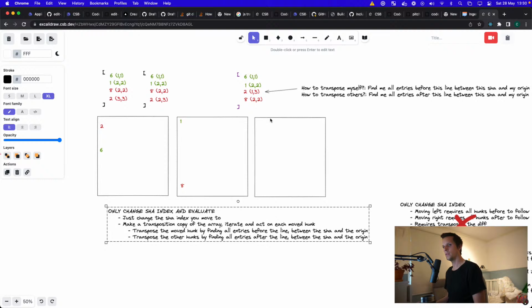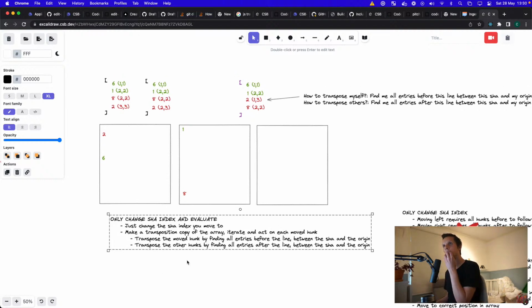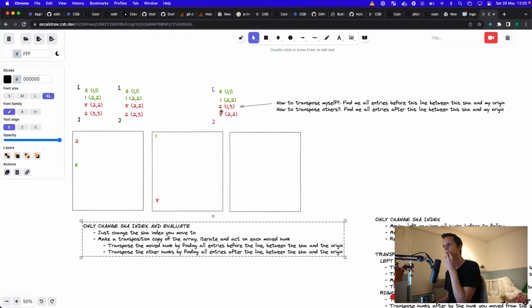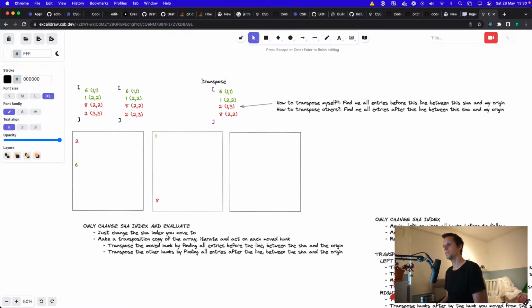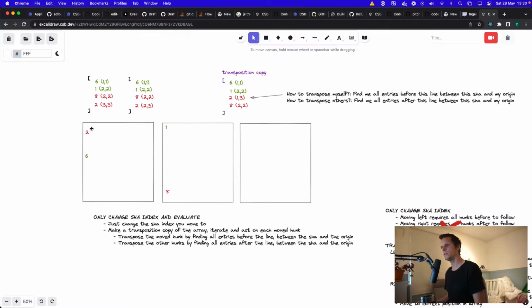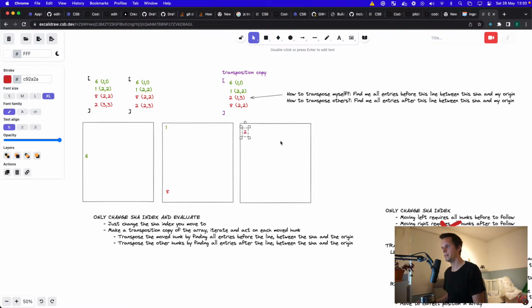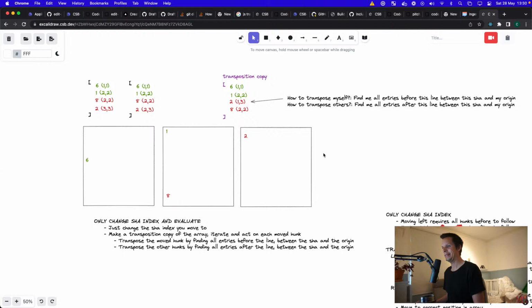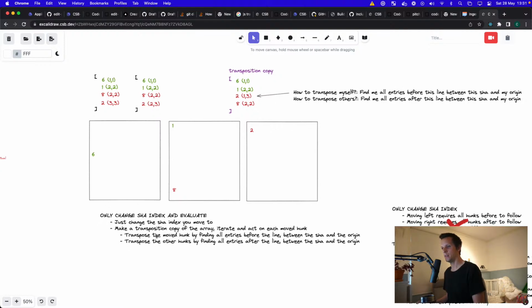Okay. So what I want to do is transposition copy. Let's call it that. Oh, wrong color. So what I want to do now, I want to do a couple of mental tests. So this is our rule set, and create a transposed array.